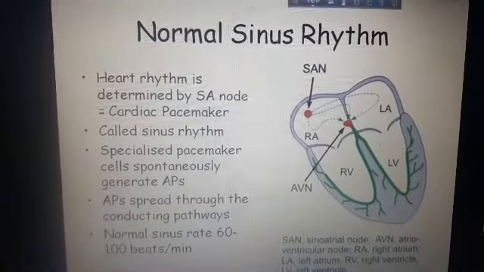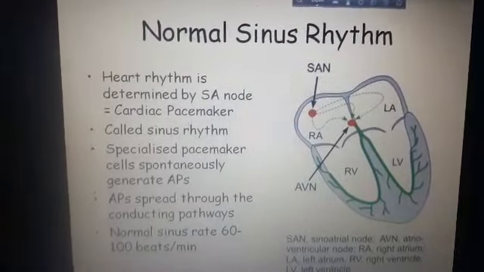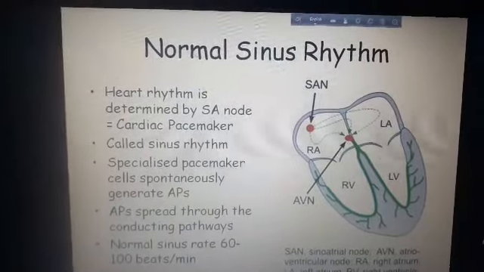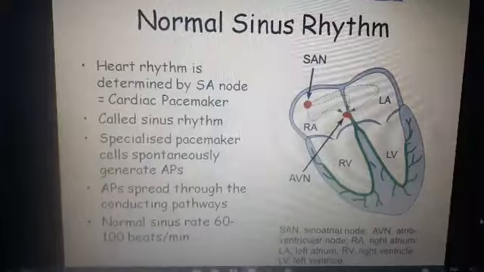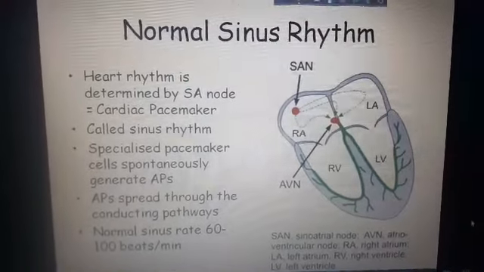After generation from the SA node, the impulse goes to the AV node and then to the ventricle via the bundle of His and Purkinje fiber. If the heart rate is normal and the rhythm is normal, then we call it a sinus rhythm.